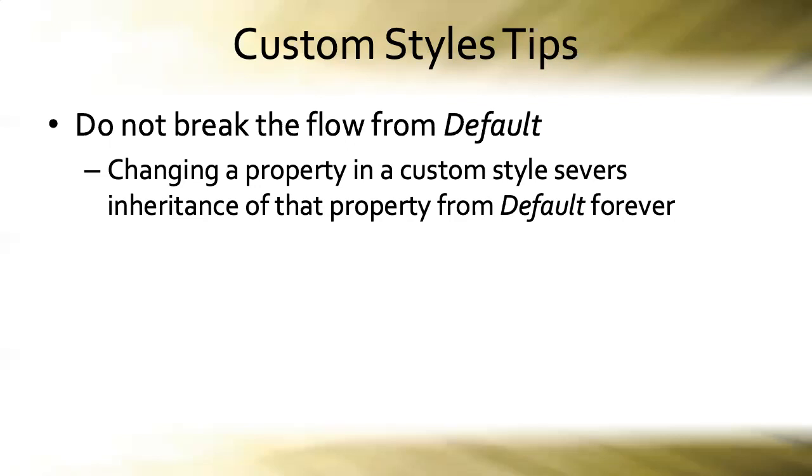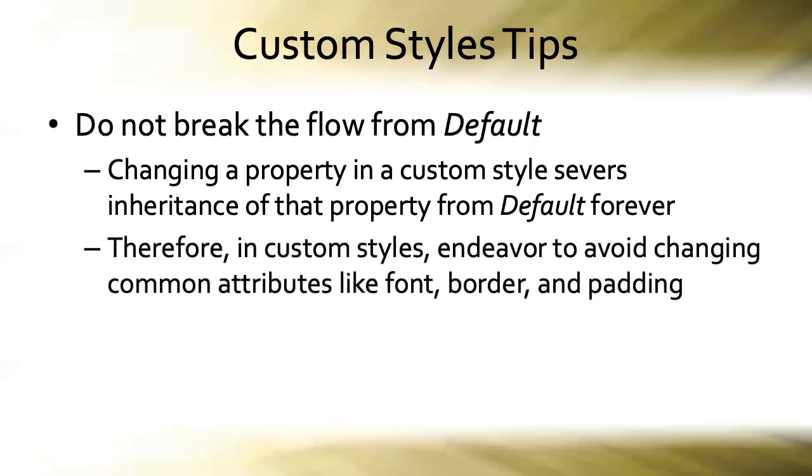Things like font and corner radius and border styles and thickness and color, those kinds of things, try to not change them in the child styles. Because if you do, as soon as you make any change to that one property, you'll never be able to see that property inherited down from default. And the beauty of styles and of cascading style sheets is the inheritance characteristic of it. So in other words, in custom styles, endeavor to avoid changing common attributes like font and border and padding.